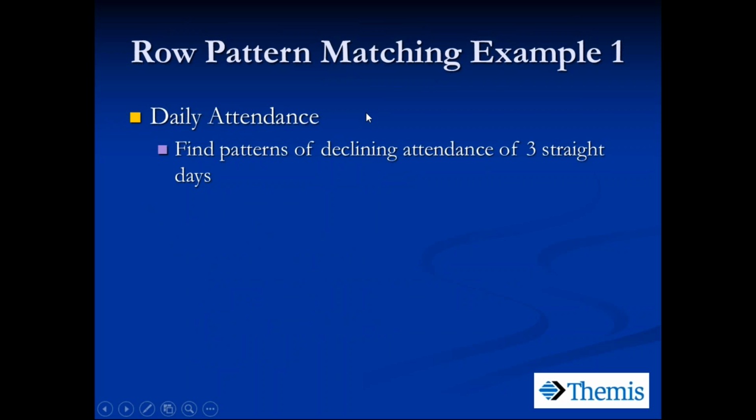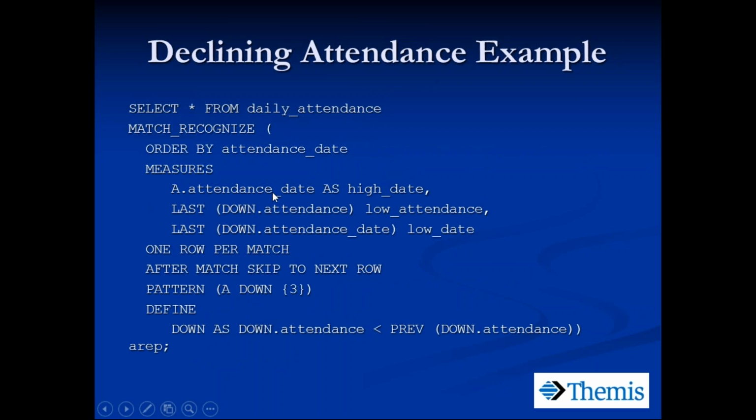All right, let's jump right into the example here. Daily attendance. Find patterns of declining attendance of 3 straight days. Okay, remember our attendance table, what it looked like. It had an attendance date, and then it had the attendance for that day. That's all it had. So looking at the code right away, you might be thinking, oh my gosh, this looks like a mess, right?